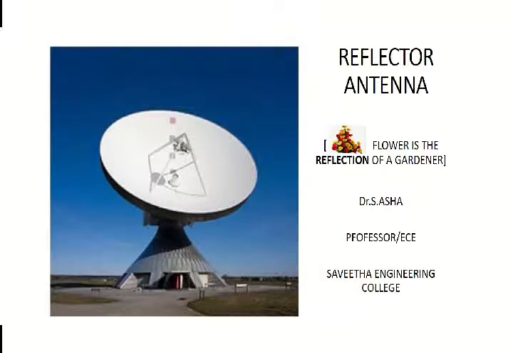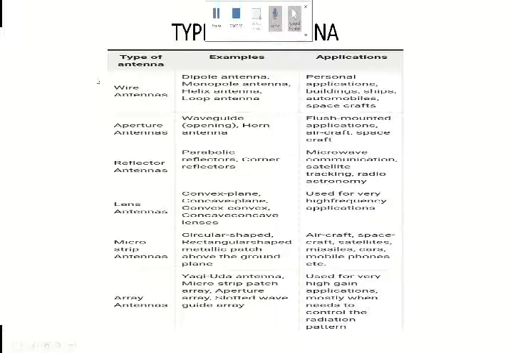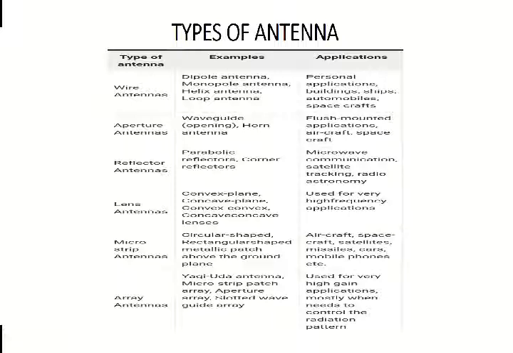Now, we'll move on to the analysis of types of antenna. How are the types of antenna dealt with? What are the various types of antennas? So, wire antenna, aperture antenna, reflector antennas, lens antenna, microstrip antenna, array antennas, etc. In which we are most confined to reflector antennas, parabolic reflectors, corner reflectors, and the main applications are microwave communication, satellite tracking, and radio astronomy.